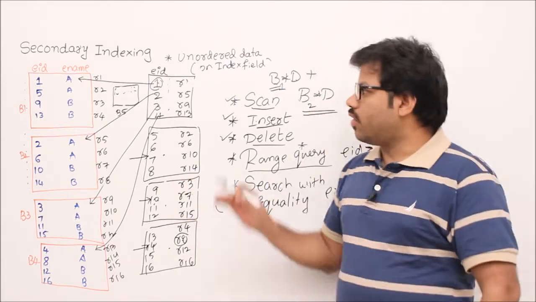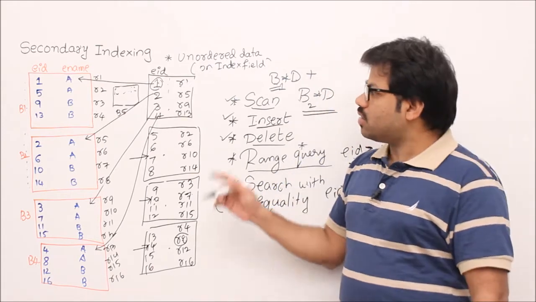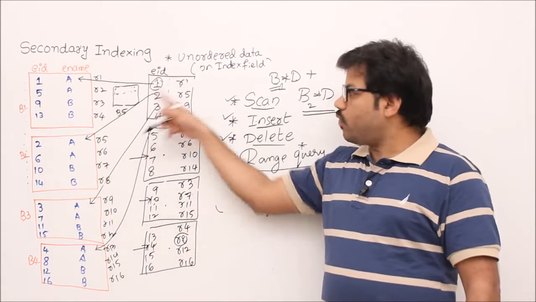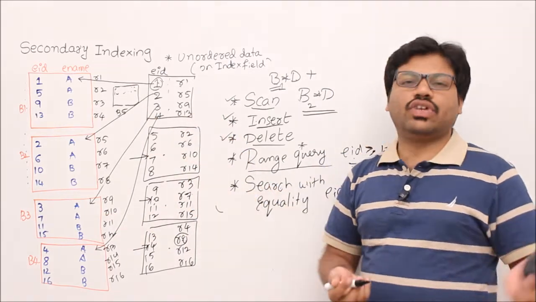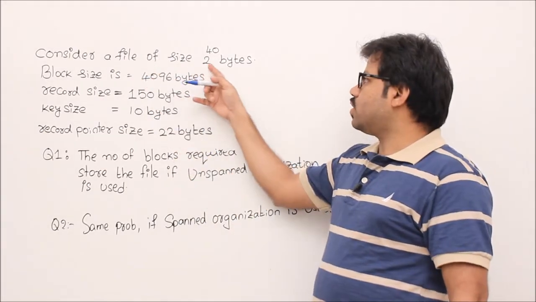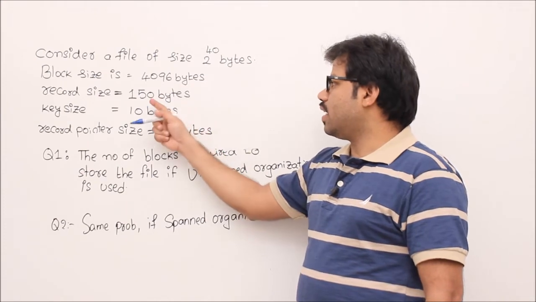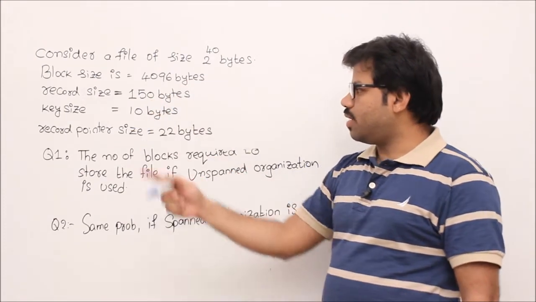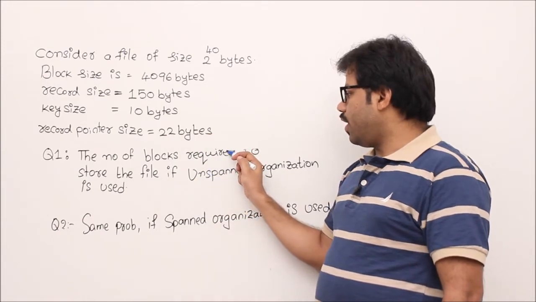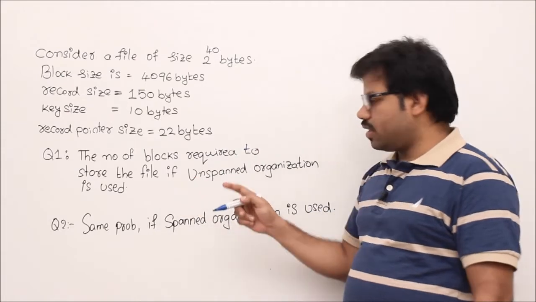Okay. So now in the GATE exam, they ask fundamental questions. I will tell you what those are. They ask one mathematical question here. What is the file size of the secondary index? That kind of very easy question they ask. We will see one question now. Let's read this question. Consider a file of size 2 power 40 bytes. Block size is 4096 bytes. Record size is 150 bytes and key size 10 bytes. Record pointer size is 22 bytes. The number of blocks required to store the file if unspanned organization is used.